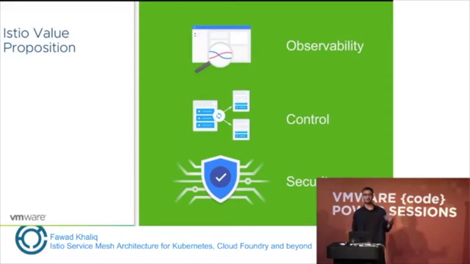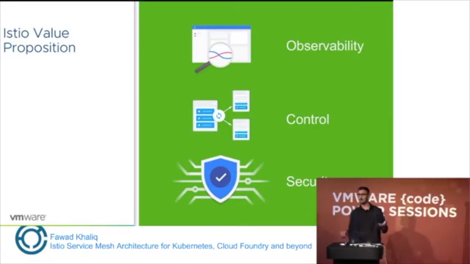You want to be able to control who talks to whom based on different kinds of attributes. For example, a certain user should not be able to access this part of the application based on your protocol, HTTP, gRPC, and there are other protocols as well that you can add inside one of the components.